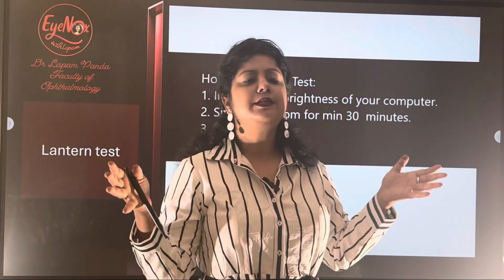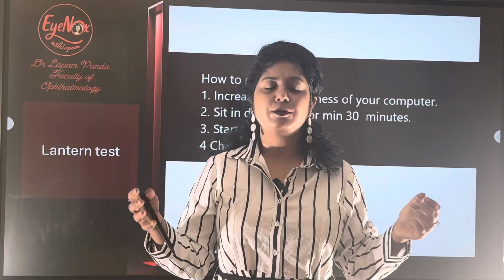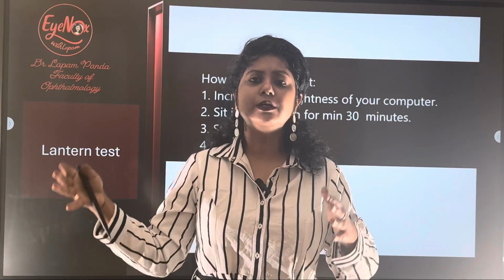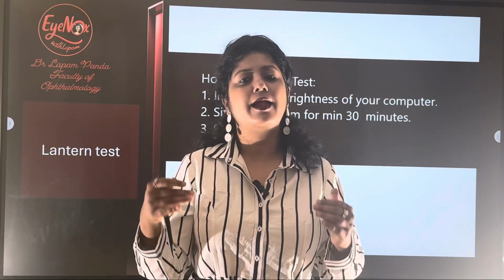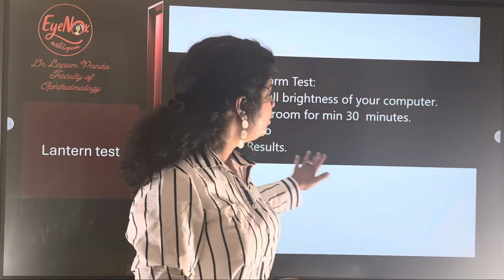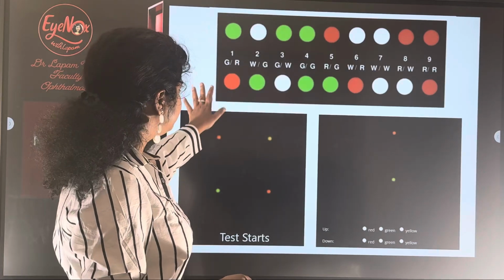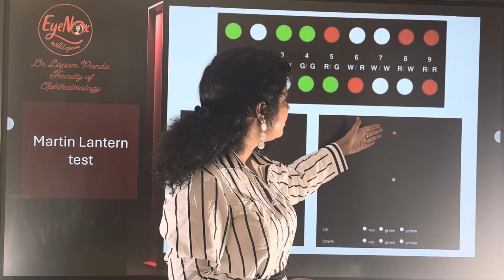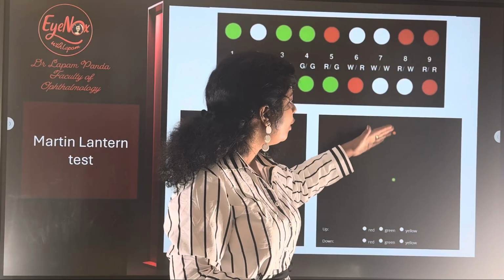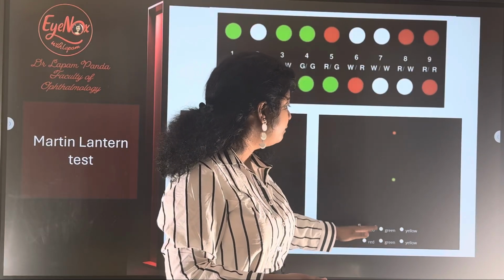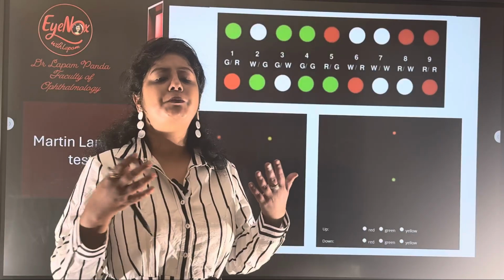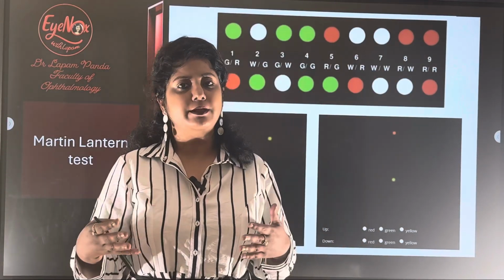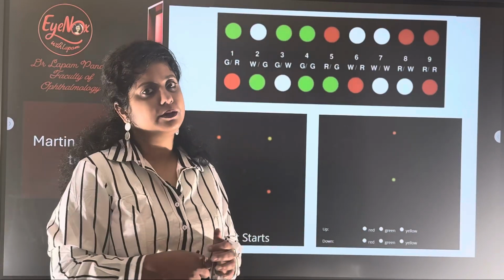How do we do the test? We make the patient sit in a dark room for 30 minutes so that the person gets dark adapted. We switch on the computer, increase the brightness to the highest, and then check. This is present on the screen, and usually there are two dots, and the patient will be asked to identify the color of the upper dot and the color of the lower dot and mark it here. And depending upon how well the person has performed, we give a ranking, and the higher the ranking, the better the person has performed.